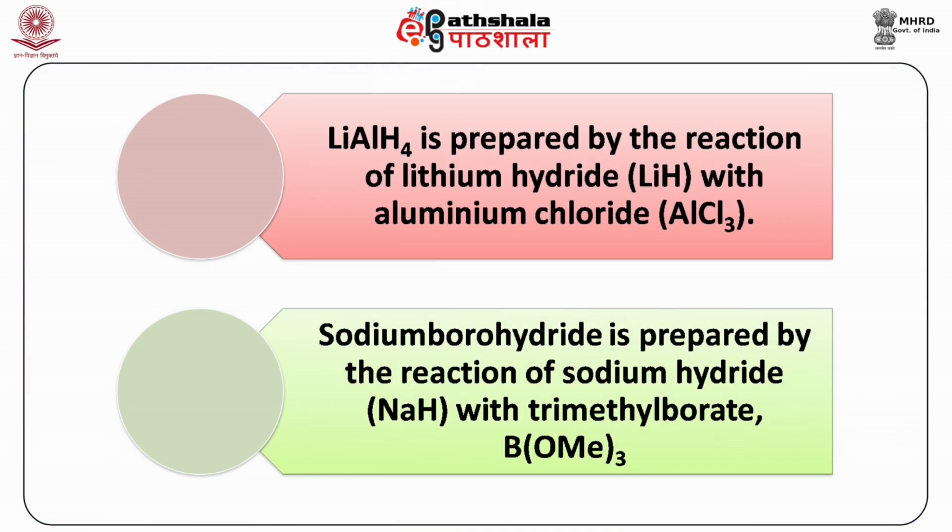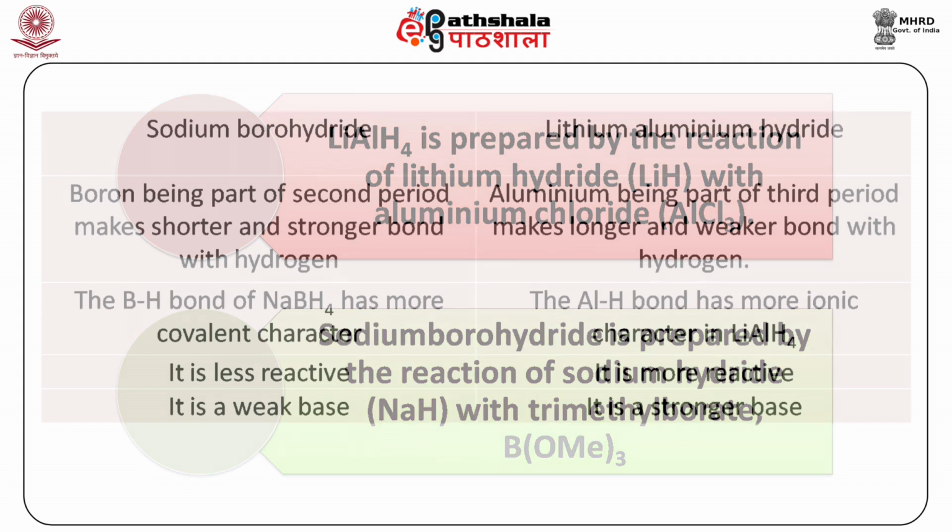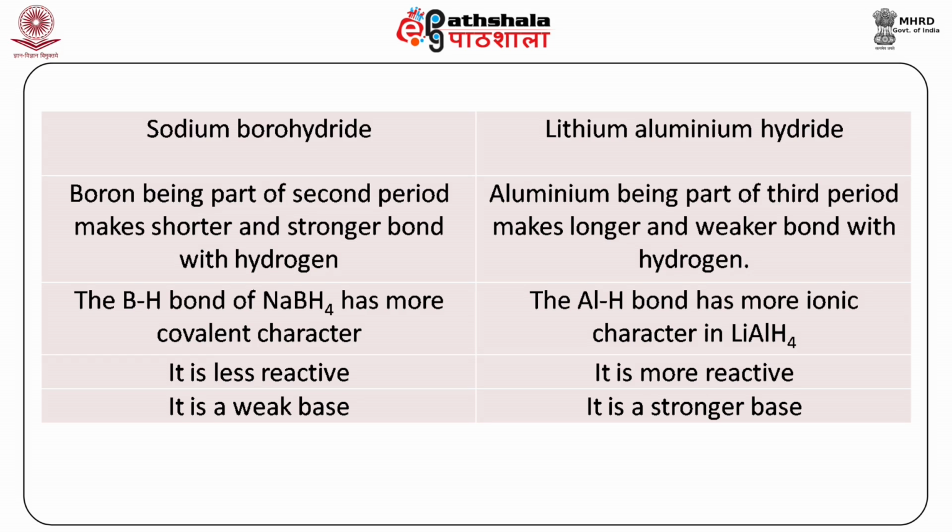Lithium aluminium hydride is prepared by the reaction of lithium hydride with aluminium chloride, and sodium borohydride can be prepared by the reaction of sodium hydride with trimethyl borate, that is B(OMe)3. And if we compare these two, there is a lot of difference in terms of reactivity of sodium borohydride and lithium aluminium hydride, as we can look at in this tabular format.